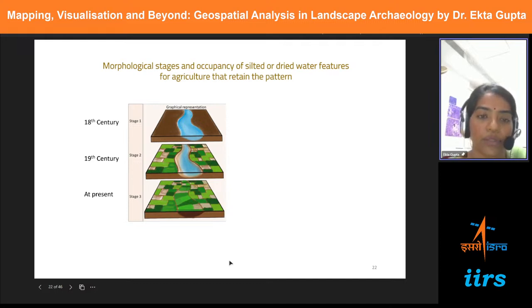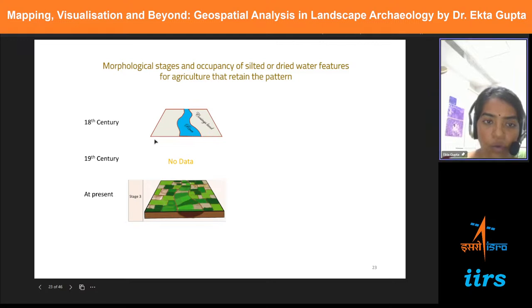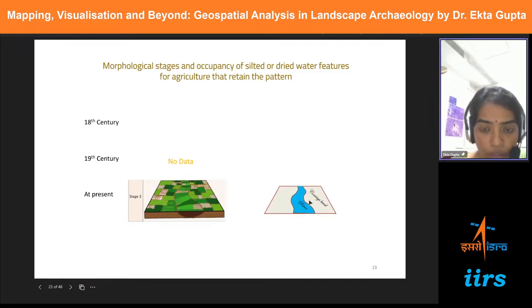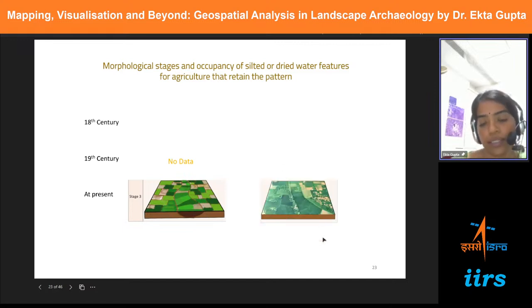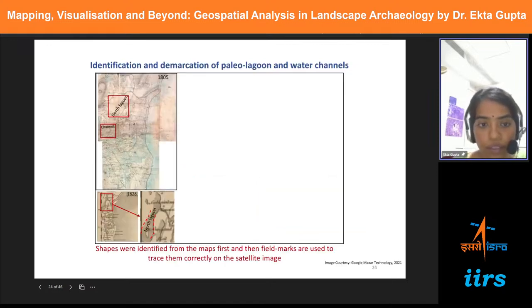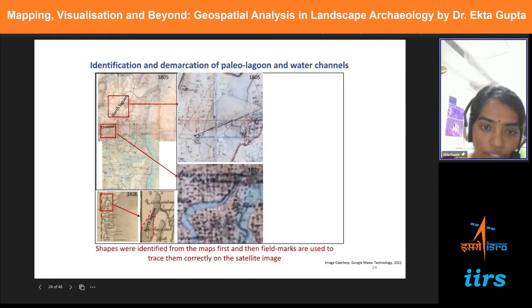I'll show you. This example shows how, this was in the 18th century, and if we do not have any information about the 19th century, and this river or stream or any water body got dried at present, we will see certain patterns. You can see this pattern here. So what we have now is just this map. We have to rely on this map because it shows a water body, and check if it was there. And with the help of these patterns, we can find such paleo water bodies. That's how we traced these lagoons and different channels.